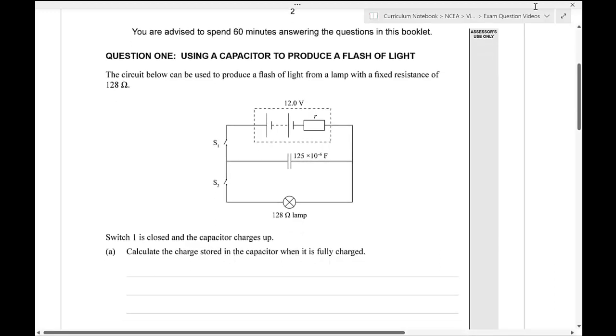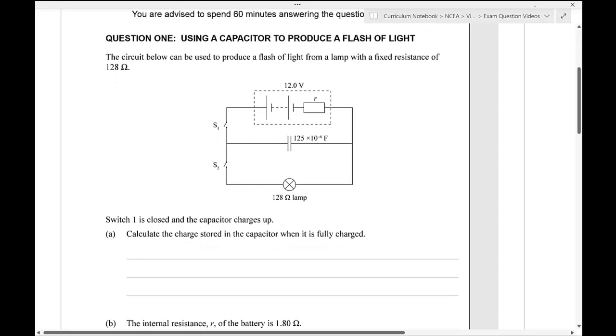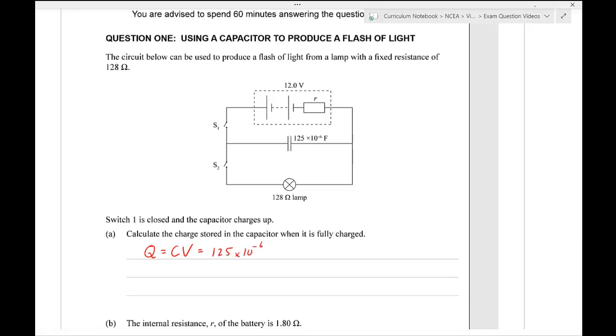Okay, switch 1 is closed and the capacitor charges up. Calculate the charge stored in the capacitor when it's fully charged. Okay, we're given the voltage that we're using to charge it, and we're given the capacitance, so we just use Q, the total charge, is equal to CV, which is equal to C is 125 times 10 to the minus 6, and V is 12.